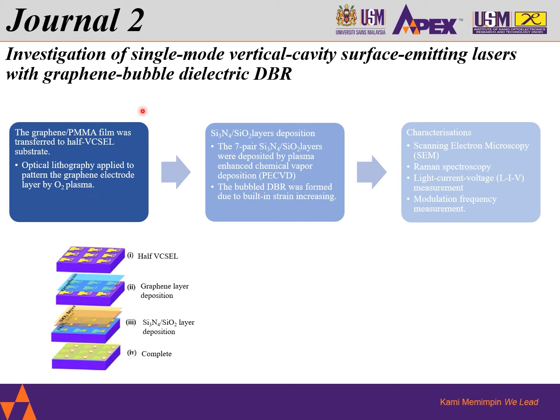After completing the fabrication of graphene, next we proceed to silicon nitride, silicon dioxide layer deposition. 7 pairs of this mixture layer were deposited by plasma enhanced chemical vapor deposition, PECVD. The bubble DBR was formed due to the built-in strain increasing. After finishing this part, the whole thing is subjected to characterizations. Characterizations performed are SAM, Raman spectroscopy, light current voltage measurement, and modulation frequency measurement.